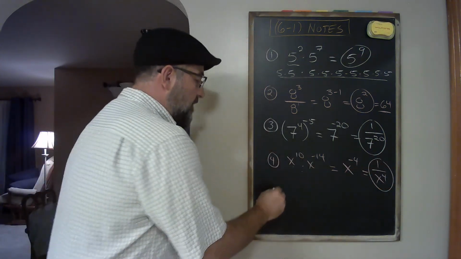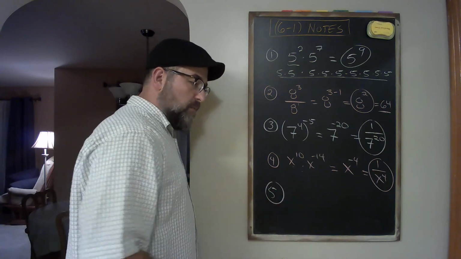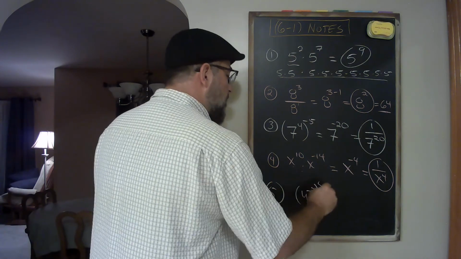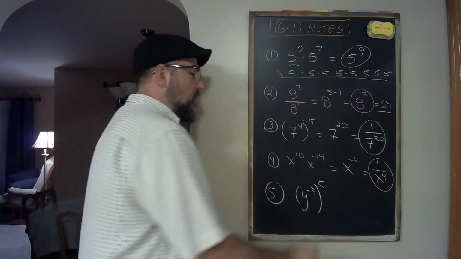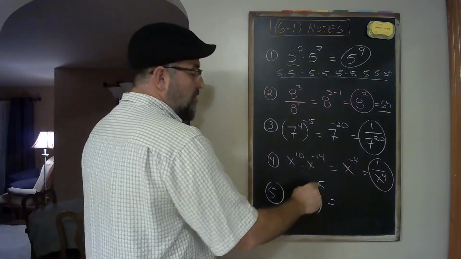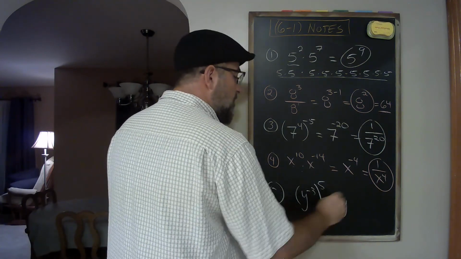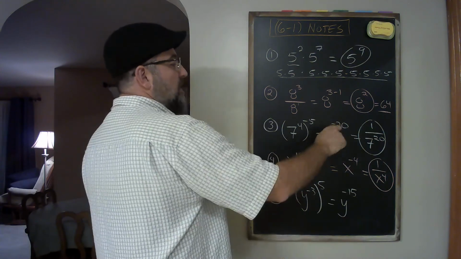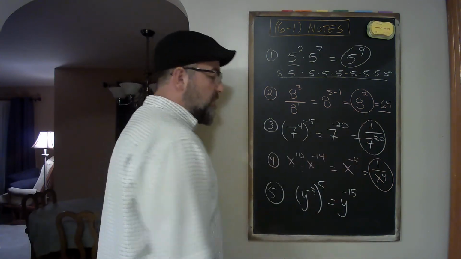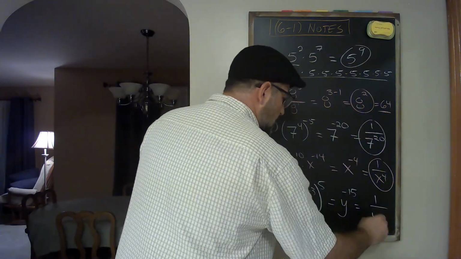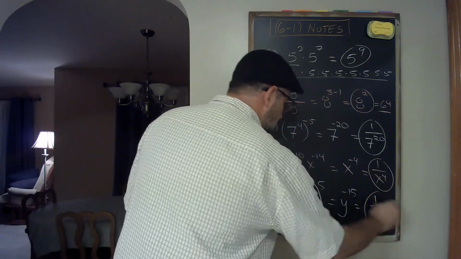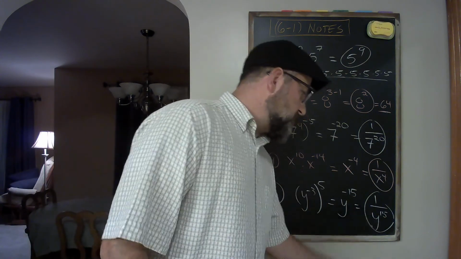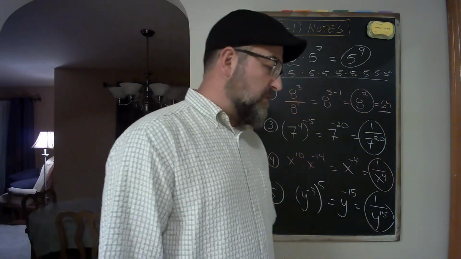Number 5. Number 5 is a power of a power. We have y to the negative 3 raised to the 5. Power of power, we multiply exponents. So that's going to be y to the negative 15. And just like we did with that 7 to the negative 20, we wrote it as 1 over 7 to the 20. We're going to write this as 1 over y to the positive 15 when we reposition that negative power down to the denominator with a positive exponent.